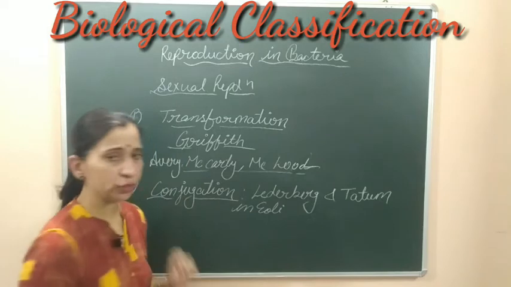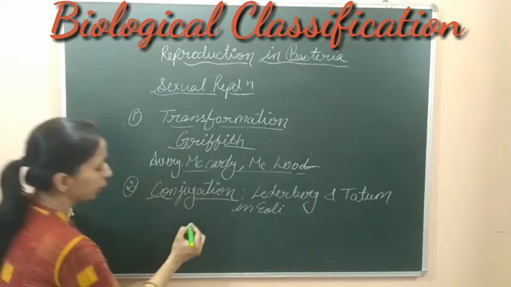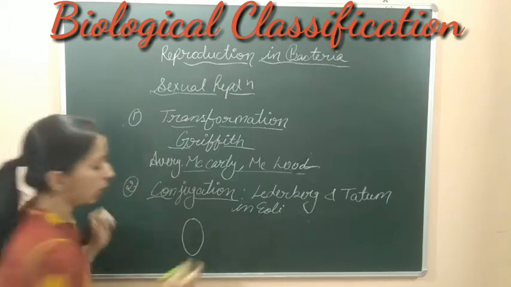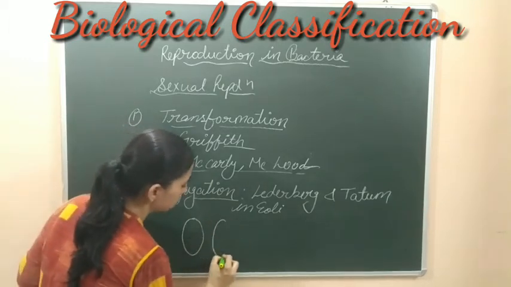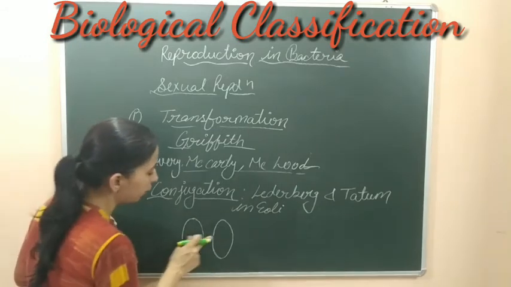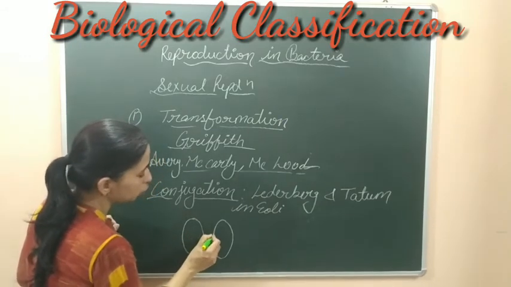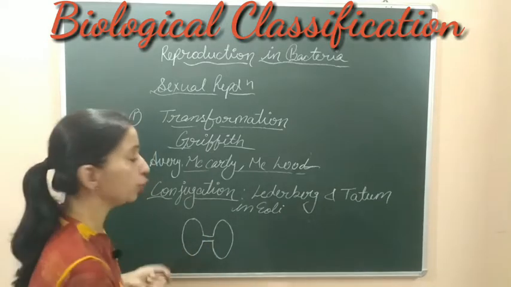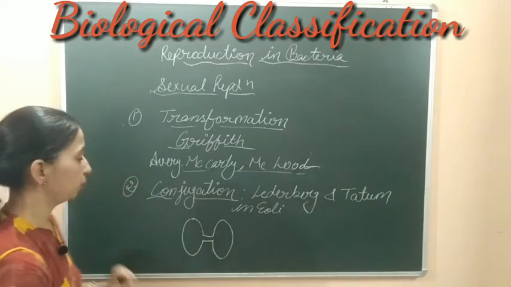Now let's see what happens during the conjugation process. In the conjugation, this is one bacterial cell, and this one is another bacterial cell. These two bacterial cells come closer and form a bridge-like structure. This bridge is known as conjugation bridge. यहाँ पे conjugation bridge बनेगा.